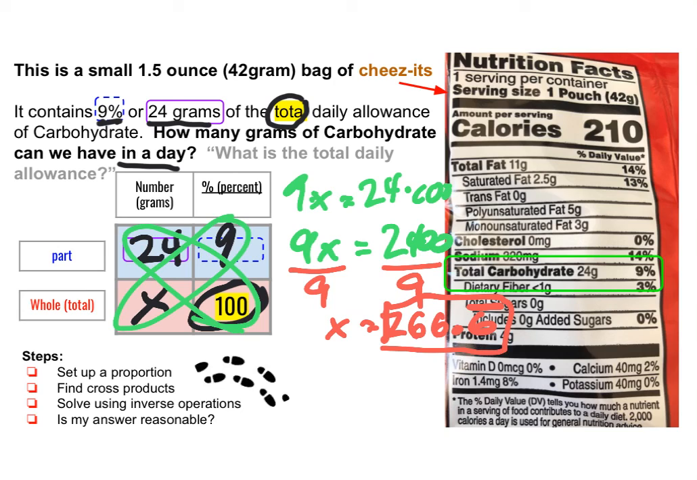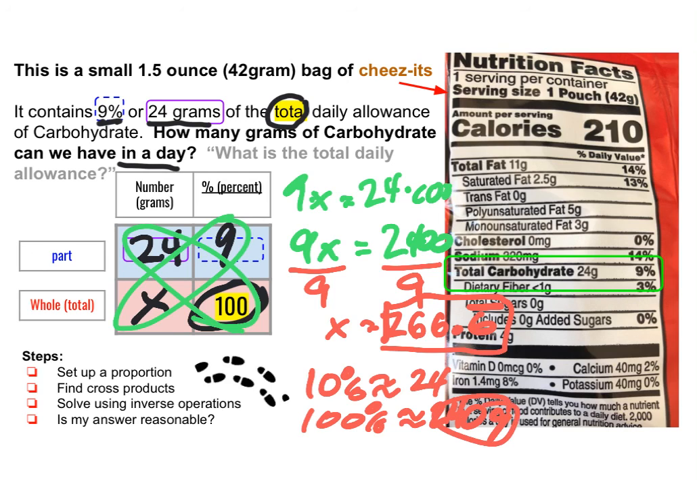Does our answer make sense? One thing you might do to check your work is think, well, if 10% is approximately 24 grams, then 100% would be 10 times bigger, or approximately 240 grams. So in this case, our answer is very close, and we can feel fairly confident that our work is correct.